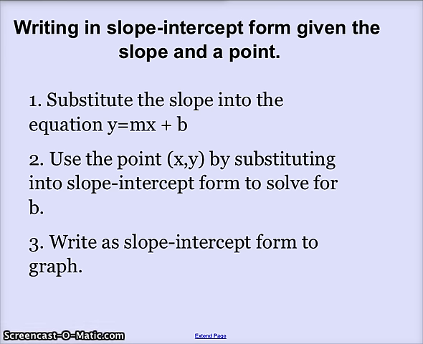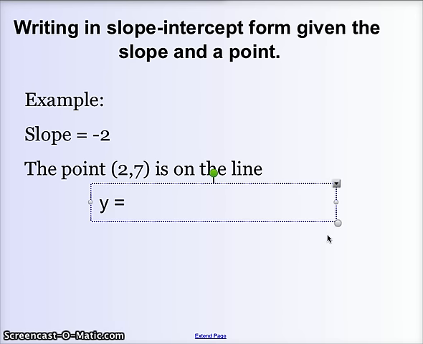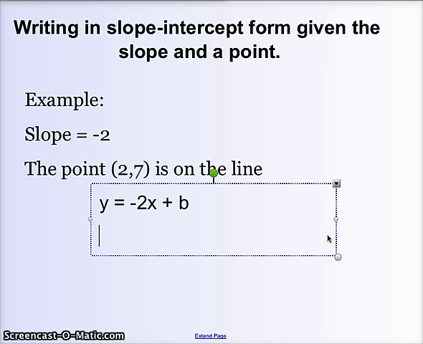Let's look at an example. So the slope is negative 2, and the point 2 comma 7 is on the line. So step 1, I'm going to substitute in my slope for m, and I don't know what my y-intercept is. That's what I want to find. Now, I'm given the point 2 comma 7, which means 2 comma 7 is somewhere on this line. So we can solve for b.